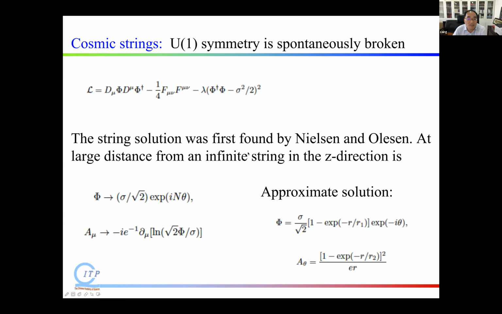The string solution was first found by Nielsen and Olesen. At a large distance from the infinite string, suppose the string is along the z direction, then phi can be expressed in this way, and the Maxwell field can be a solution like this one. The Maxwell field along the theta direction is given here, with R1 and R2 two constants. Of course, this is an approximate solution, and n is the winding number here.